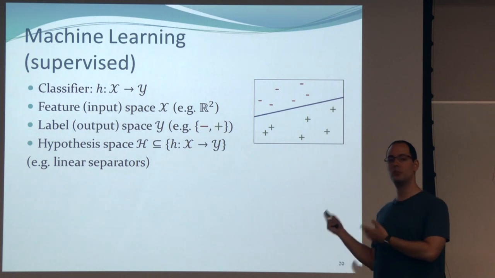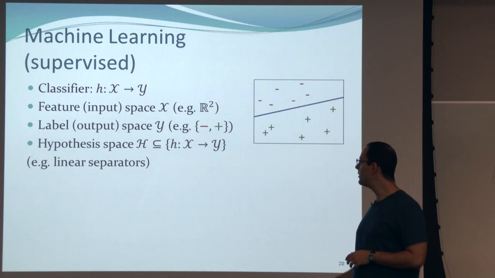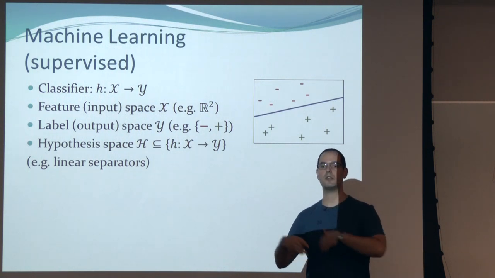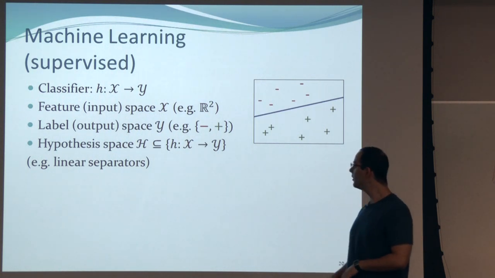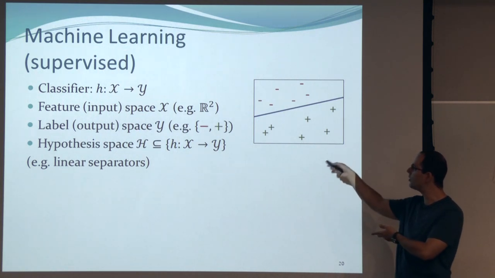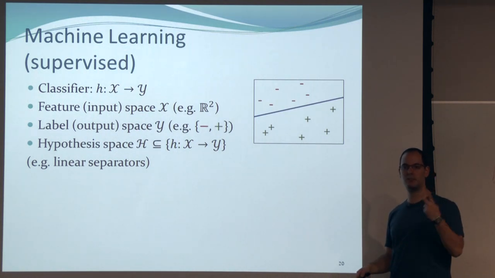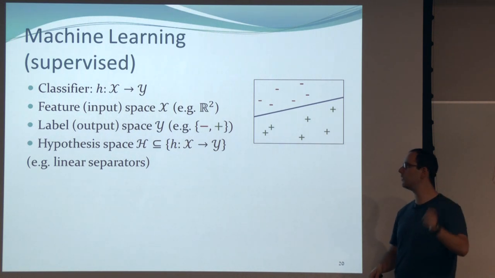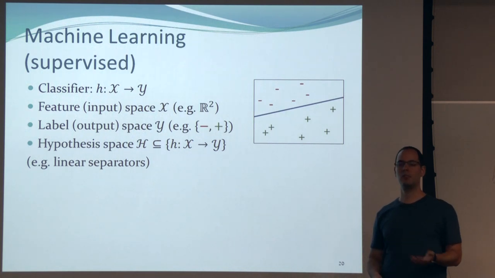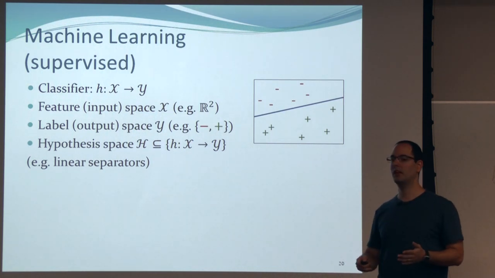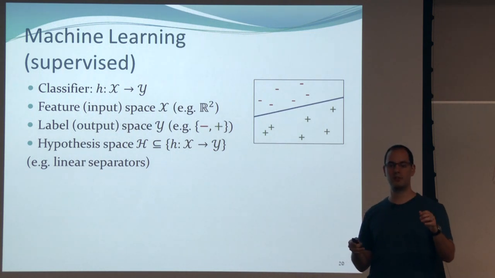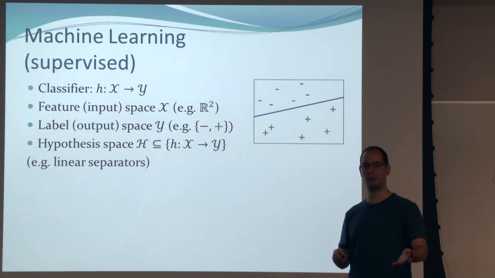Specifically, I'll be talking about supervised learning, where the task is to learn a classifier that's a function from a feature space to a label space. For example, in this illustration, the feature space is a two-dimensional plane, it's R2. And the label space is binary, either positive or negative, either plus sign or minus sign. And in machine learning, a classifier has a predetermined structure, but it also has some free parameters that you can fine-tune during the learning process.